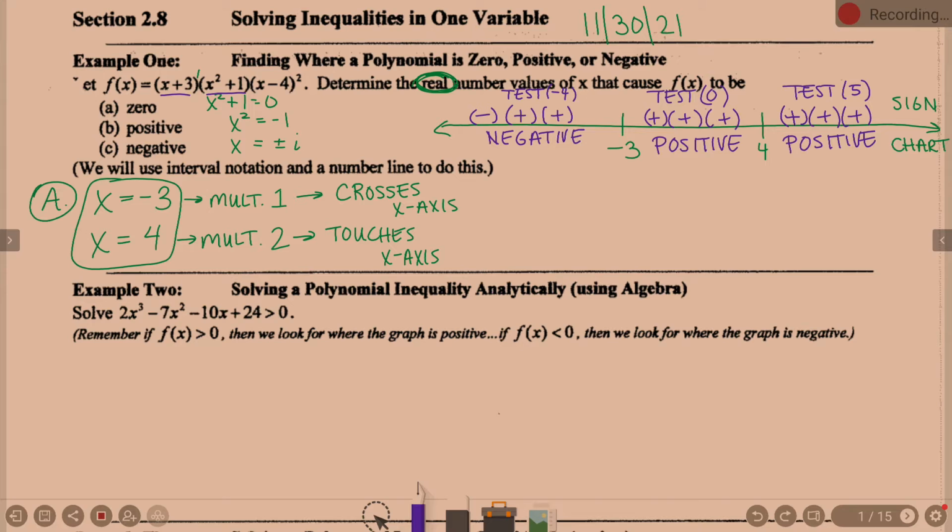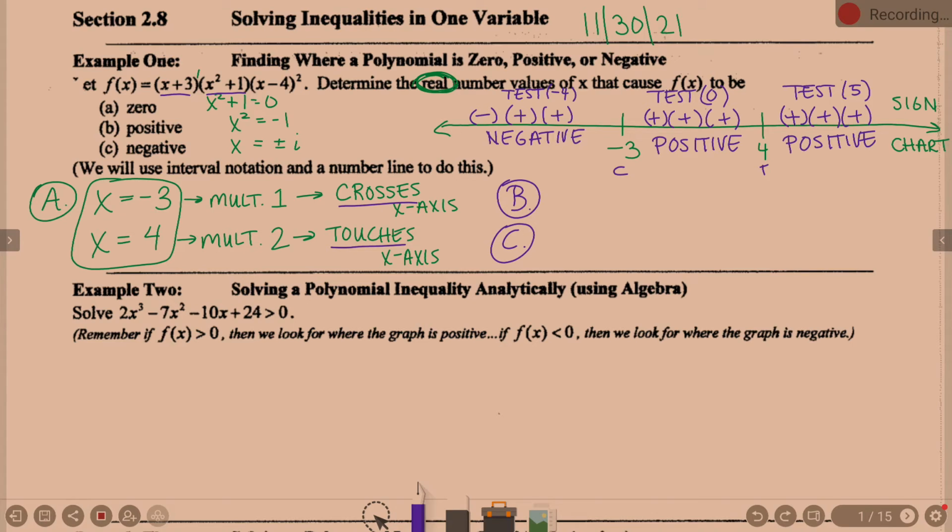Now, think about it. Does this make sense? At negative 3, what was my graph doing? Down. Starts down. It was crossing. Does it make sense that my graph would start negative and cross and become positive here? Yeah. What did we have happening at 4? It touched. So does it make sense that if it was already positive and it touches, it would stay positive? Yeah. Now, officially, I have not answered my questions here on B and C.